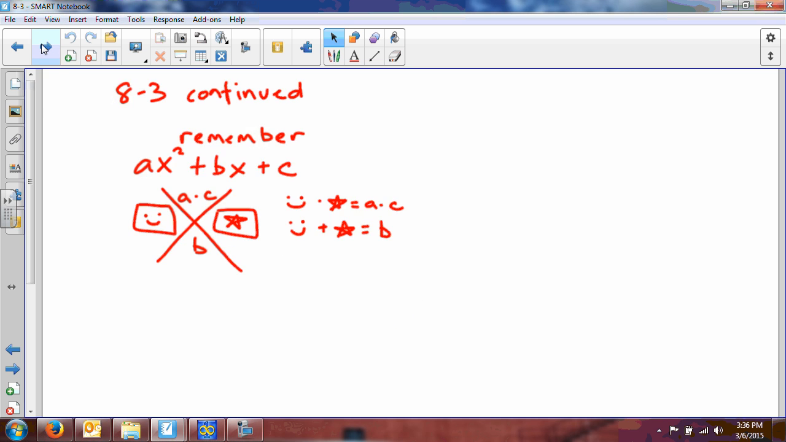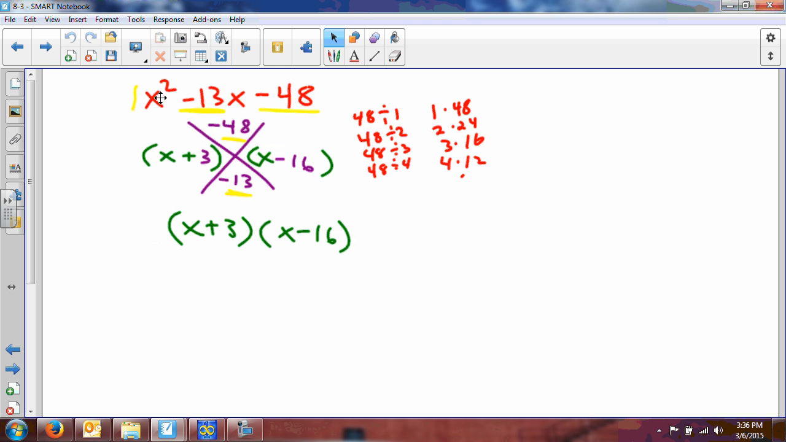Now, this is where it all ties in. Remember all this stuff, a times c on top, b on bottom. This is how it all ties in. x squared minus 13x minus 48. Well, in 8-3, a will always be 1. In 8-4, it's going to change. So 1 times negative 48, negative 48 on top, negative 13 on bottom.